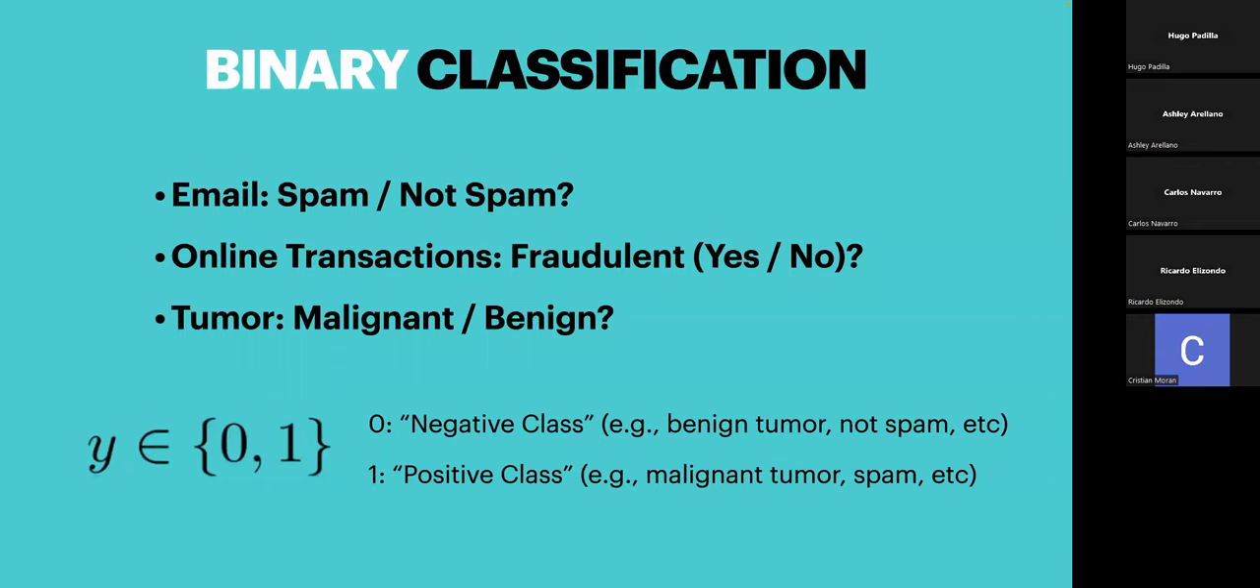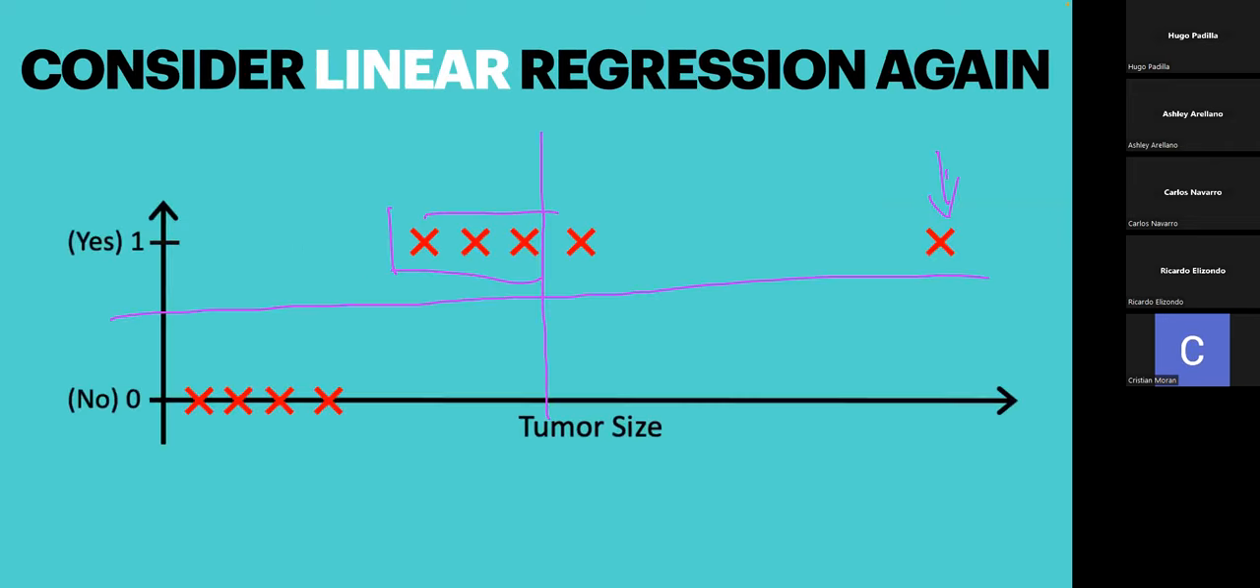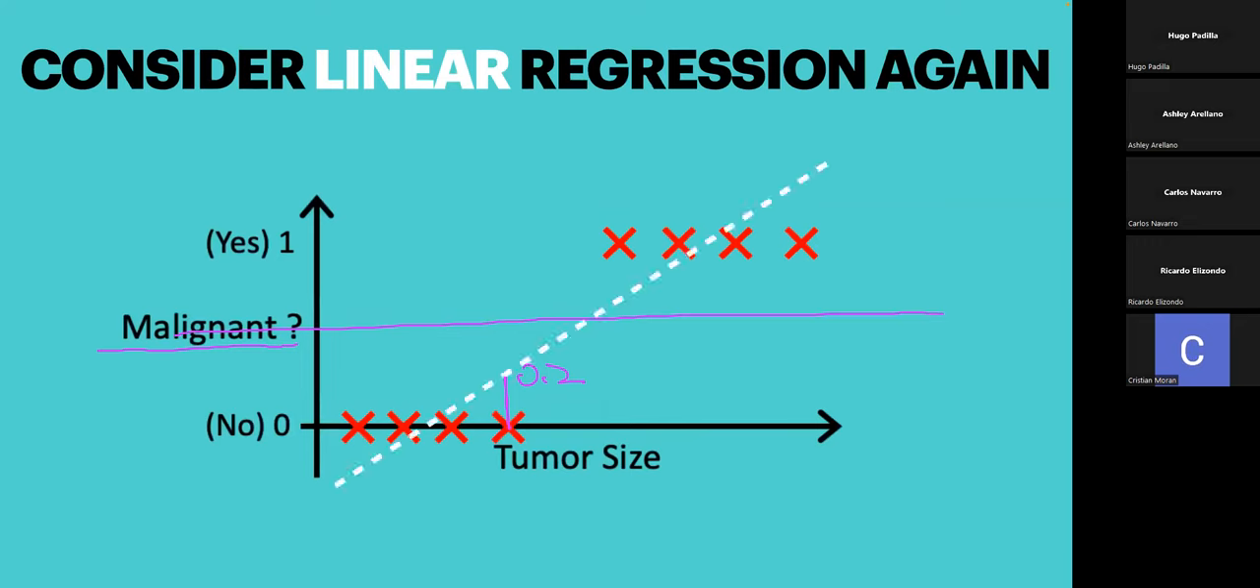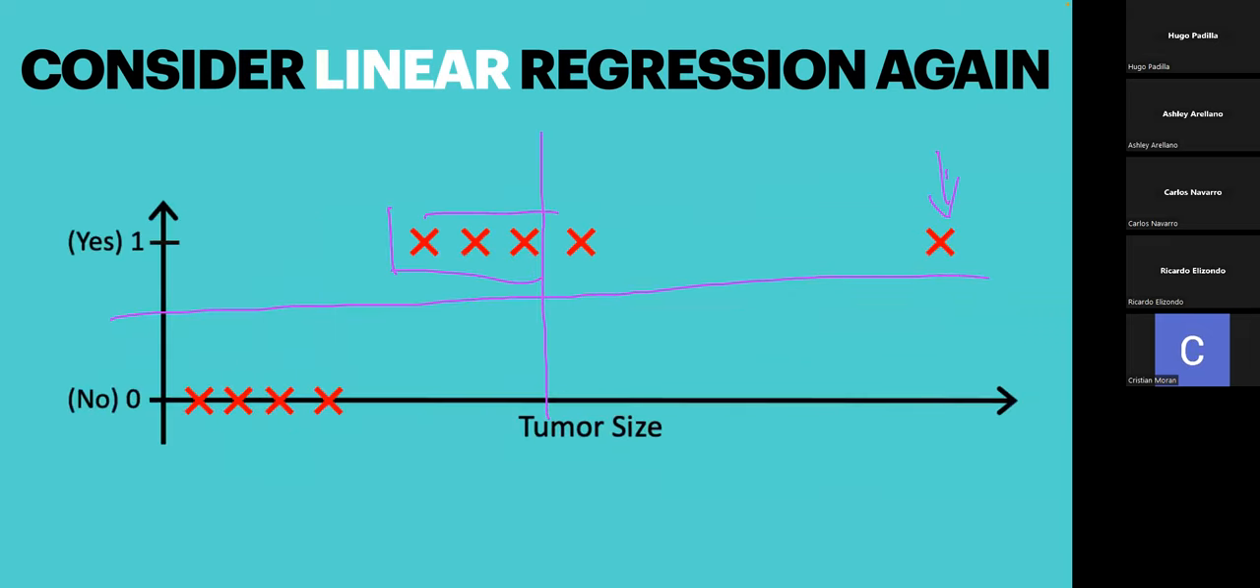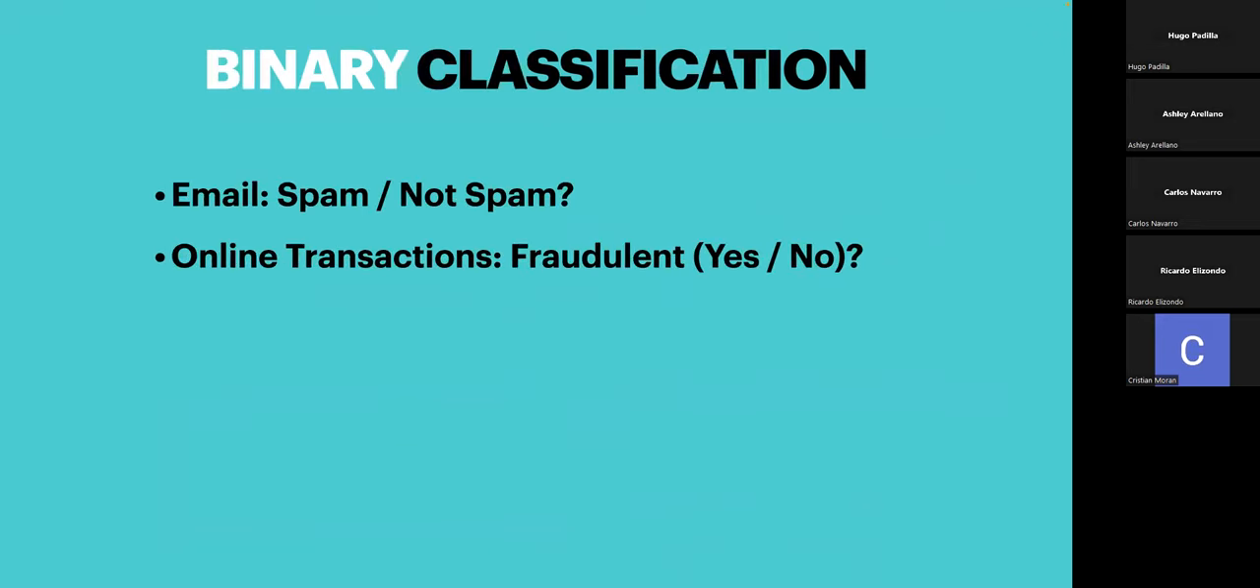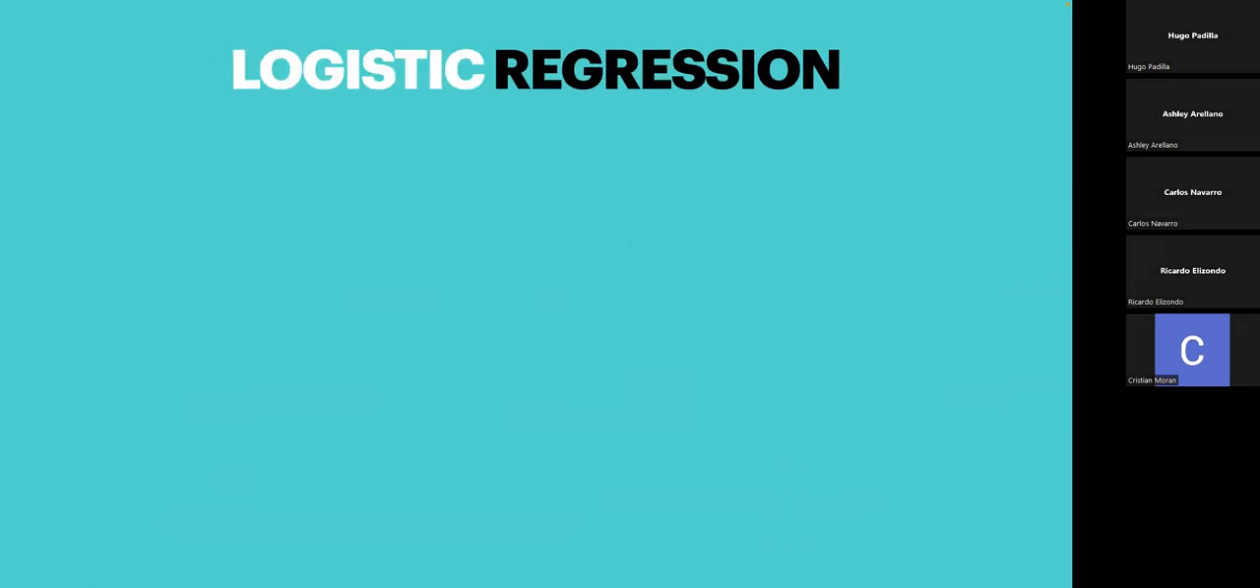With binary classification, let's go back to this example. What we are hoping is still to use linear regression, but given the linear regression output value, we will somehow convert it to only 0 and 1 values. This is what we are hoping to do. It turns out that there is a method called logistic regression, which does the exact same thing we want.